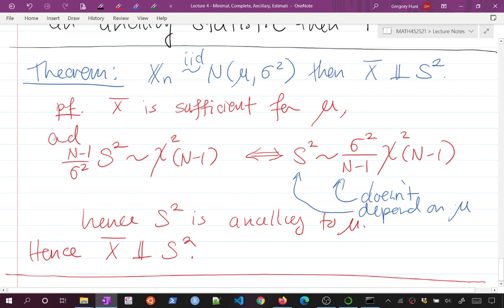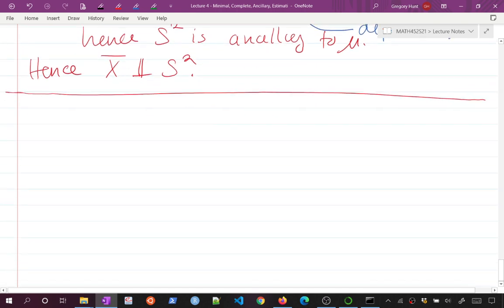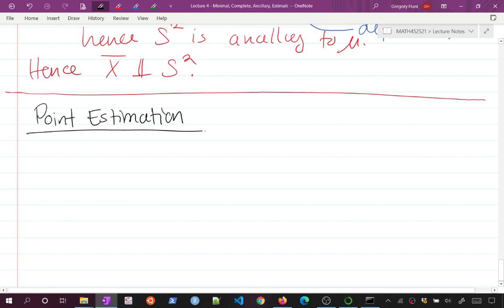Okay, so we're going to change gears a bit here now. We've talked about statistics, some normal statistics, and some properties of statistics, mainly sufficiency, ancillariness, minimalness, completeness, and we had this nice theorem. We're now going to change gears to what's called point estimation, which is basically a fancy way of saying estimation. How do we form estimators? And eventually we're going to get to how do we form good estimators.